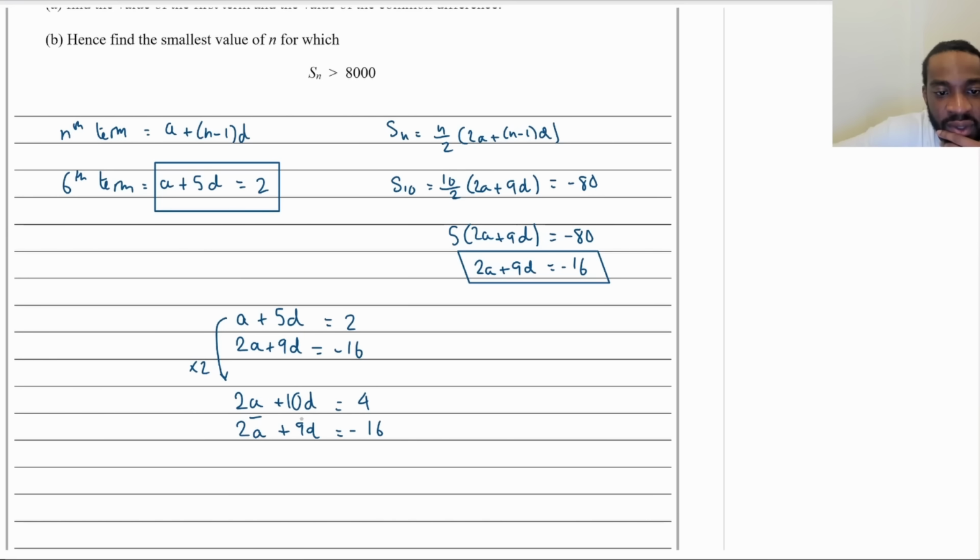So take away, take away, take away. That will go. 10 take away 9 is 1. So I've got D is equal to 4 minus minus 16. That's going to be a positive 20. Okay. So D is equal to 20.